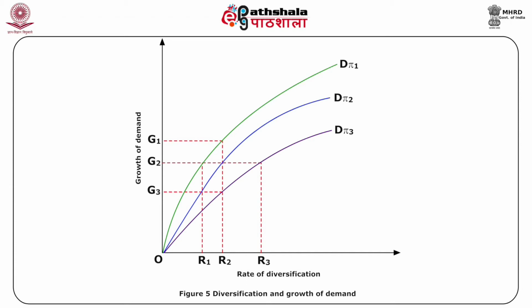Thus, for a given level of diversification OR2, the growth rate associated with the lowest profit level dπ1 is OG1, while with dπ3 it is OG3. Profits are lower on dπ3 as additional cost is required to achieve a high growth rate for consumer demand. Thus, it can be concluded that if the expenditure on selling the new product of a diversified firm is higher, then for a given rate of diversification and a given price of the product, profits will be lower.